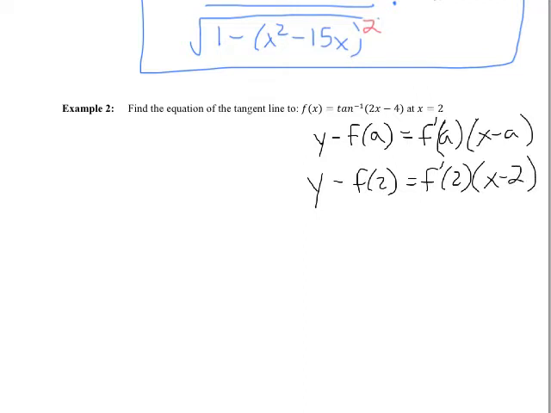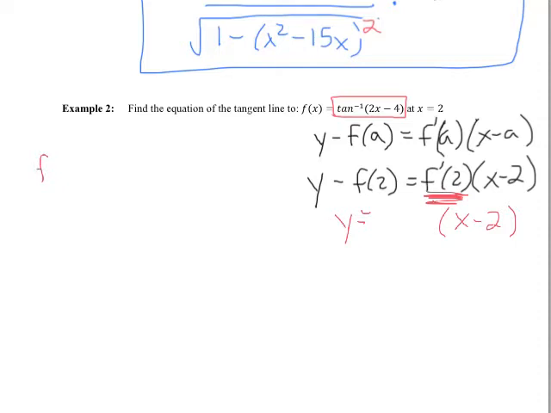Now we're going to need to evaluate what is f of 2, so we can stick 2 into the equation. F of 2 is inverse tangent of 0. So inverse tangent of 0 is actually 0. So y minus 0 equals f prime of 2 times x minus 2. So we're going to need to find out what is f prime of 2.